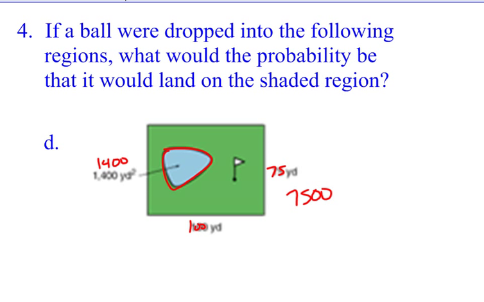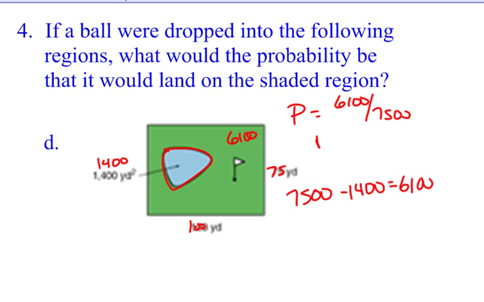And they want to know the area in the shaded region, which I would call the green here. So I'd take the 7,500 minus 1,400. And that gives me my area of the green to be 6,100. So the probability of me hitting the green is 6,100 divided by the total area, otherwise known as 61/75.